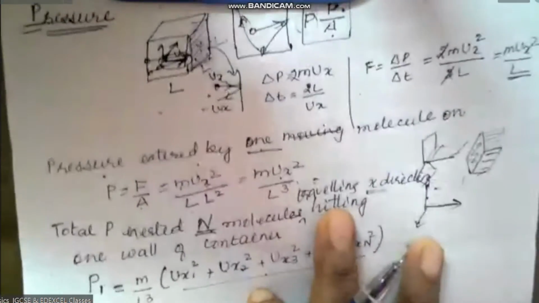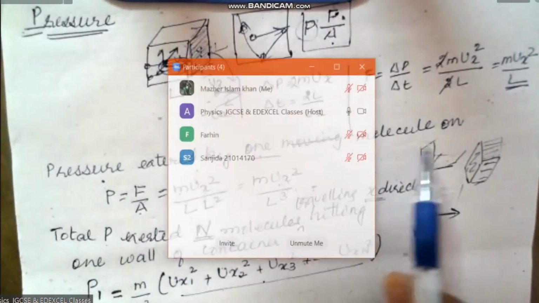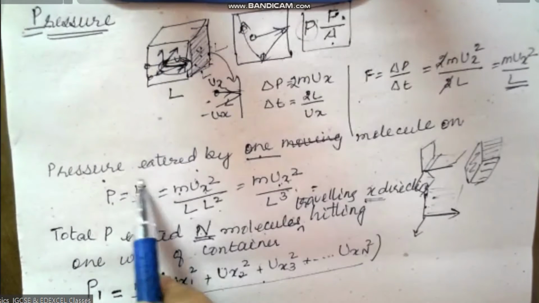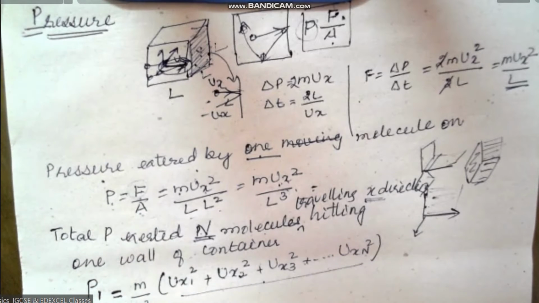Okay, let me quickly revise. The pressure exerted by one molecule is equal to force by area. The force we calculated last class, so pressure is equal to force by area.